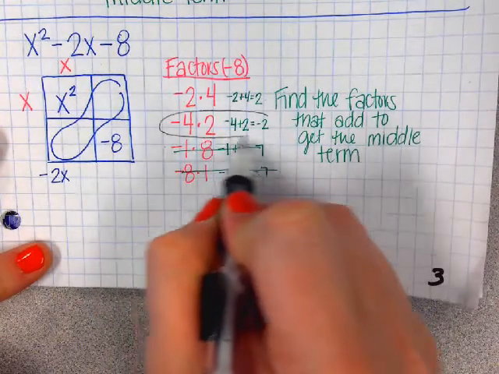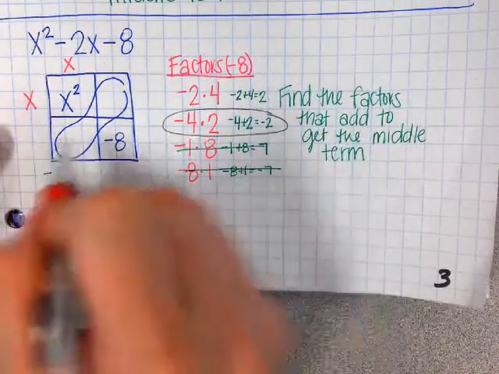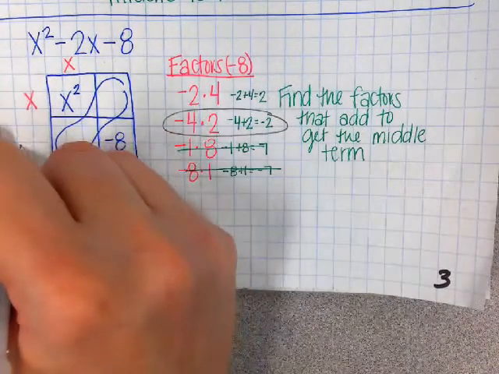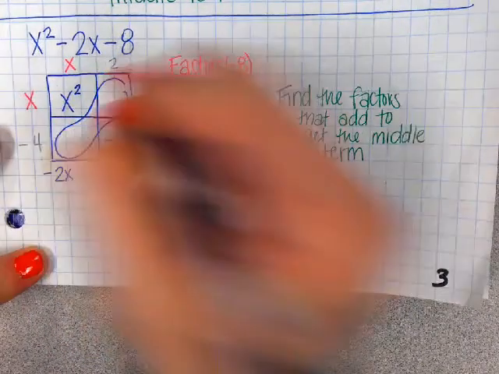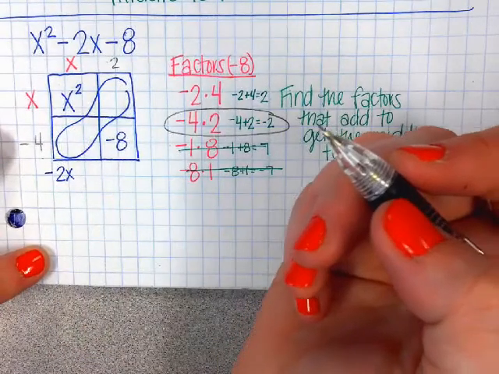So which one did we say works? Negative 4 times 2. And what you're going to do with that, you remember you list the factors over here. So we have negative 4 and 2.